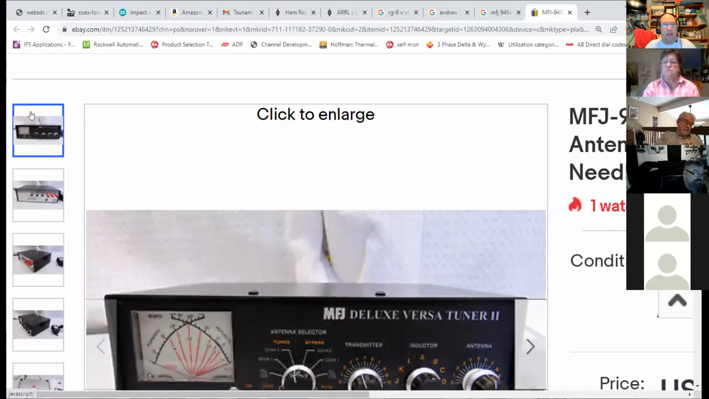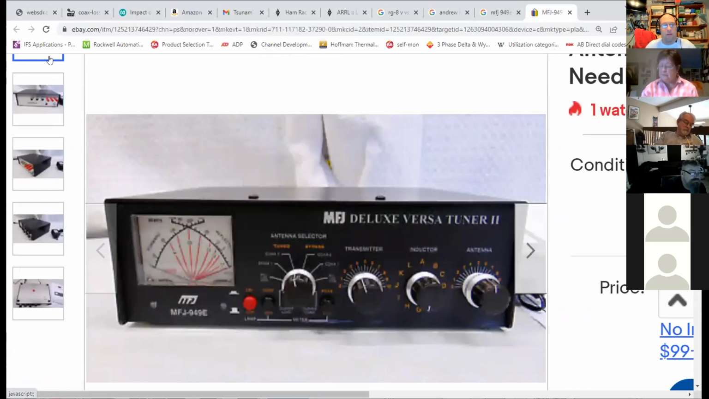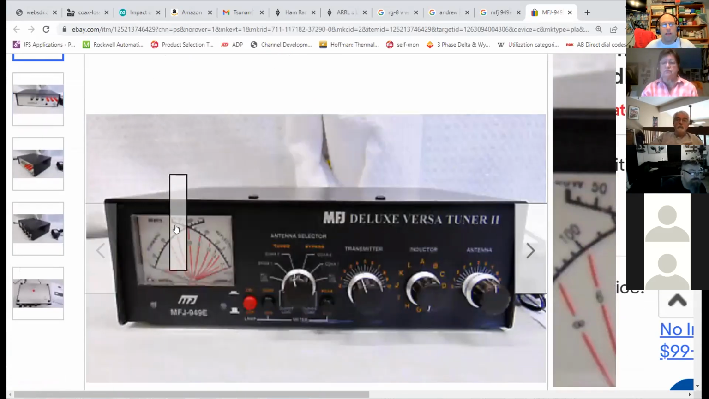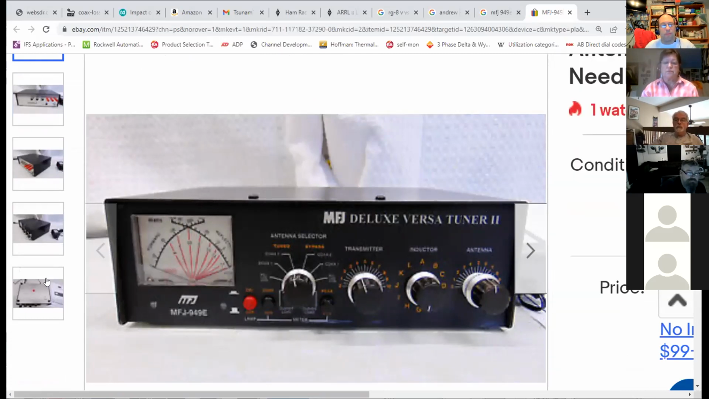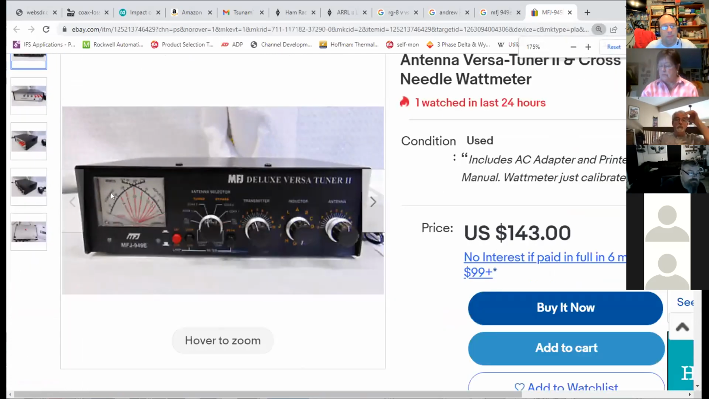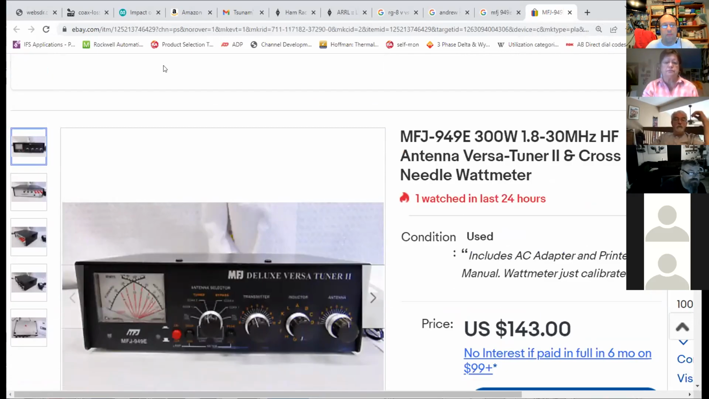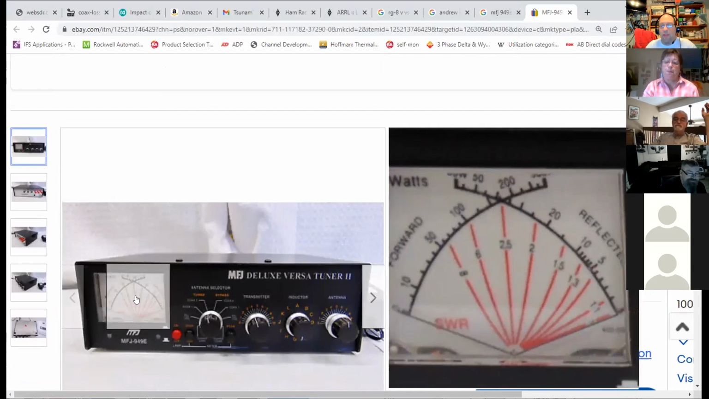Okay, so as I hover over this, you'll see that there's actually... really? It's not a very good zoom. There we go. Okay, there's the meter.